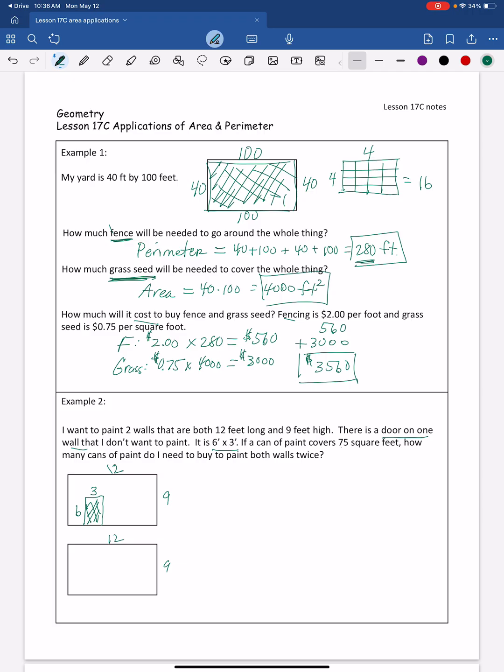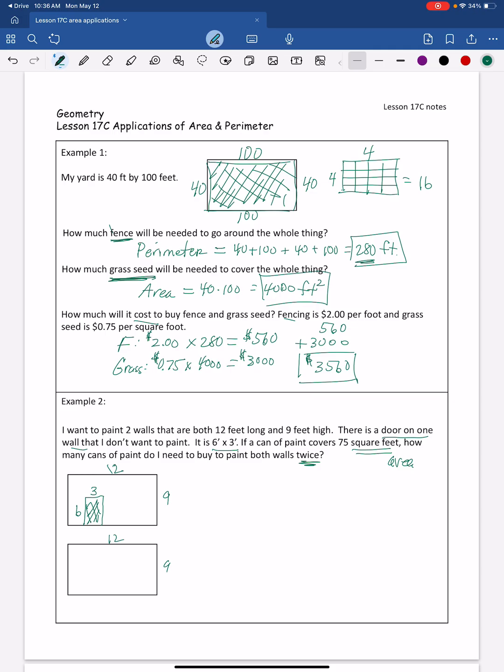If a can of paint covers 75 square feet, so here's kind of a clue. What am I going to be working with? Square feet is area. How many cans of paint do I need to buy to paint both walls twice? Okay, so that means both of these walls I'm going to paint twice.